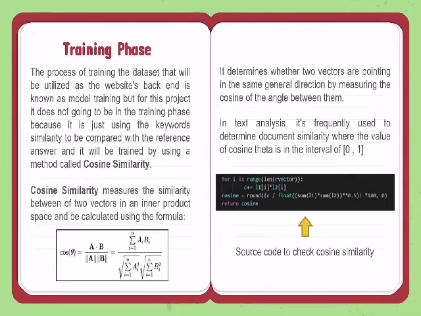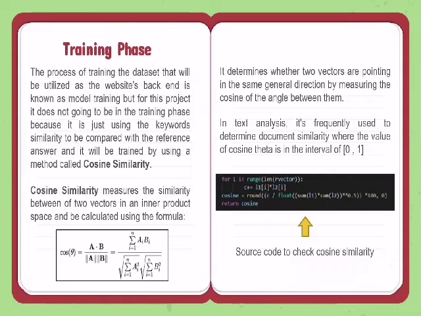In the training phase, the process of training the dataset that will be utilized as the website backend is known as model training. But this project does not go through a training phase, because it is just using keyword similarity to be compared with the reference answer or answer scheme, and it will be computed using a method called cosine similarity.